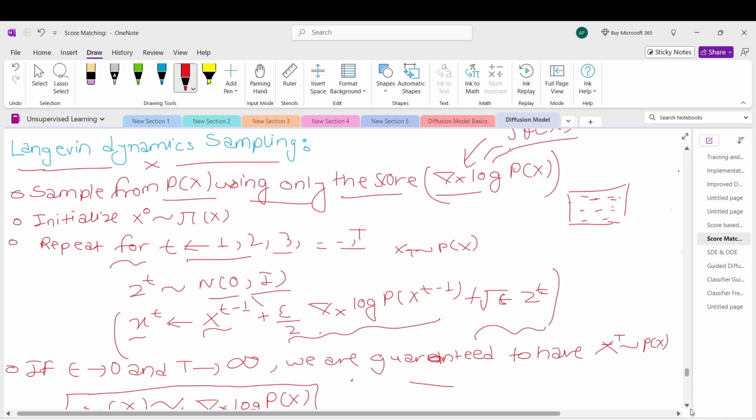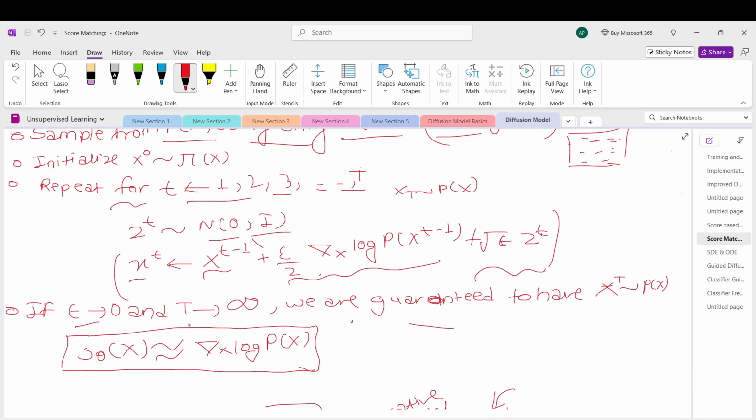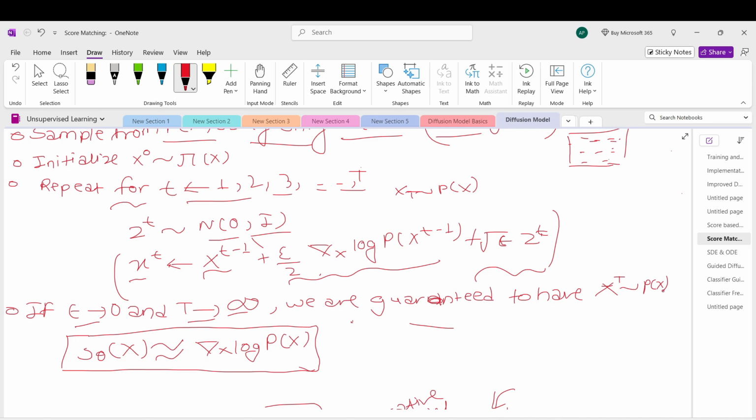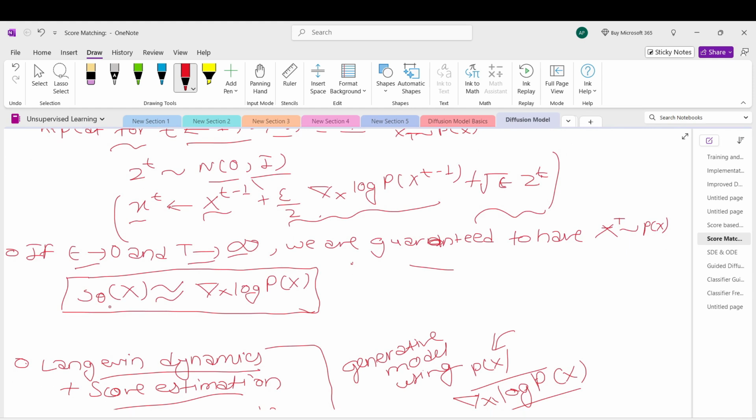So x_{t-1} is pushed in the direction of the noisy score, not the actual score. If epsilon tends to 0, the noise will be removed, and if T tends to infinity, we are guaranteed that the last time step output x_T will be from the p of x distribution, which is the distribution we want to sample. This holds if the model is trained well, that is, if s_theta of x is nearly equal to the gradient of log p of x, then we are guaranteed to sample x_T from p of x.